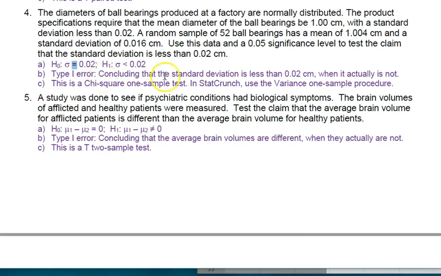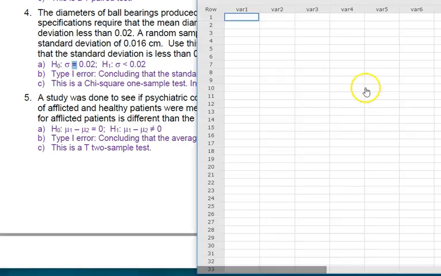A type 1 error would be concluding that the claim is true, so concluding that the standard deviation is less than 0.02 centimeters when it actually is not. For the standard deviation, we actually use a chi-square one-sample test. In StatCrunch, there isn't a test for standard deviation. In StatCrunch, we have to use the variance procedure for this.